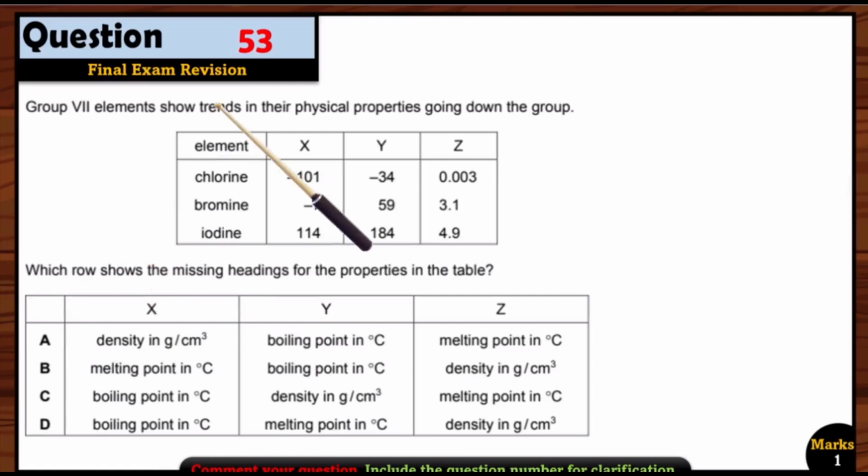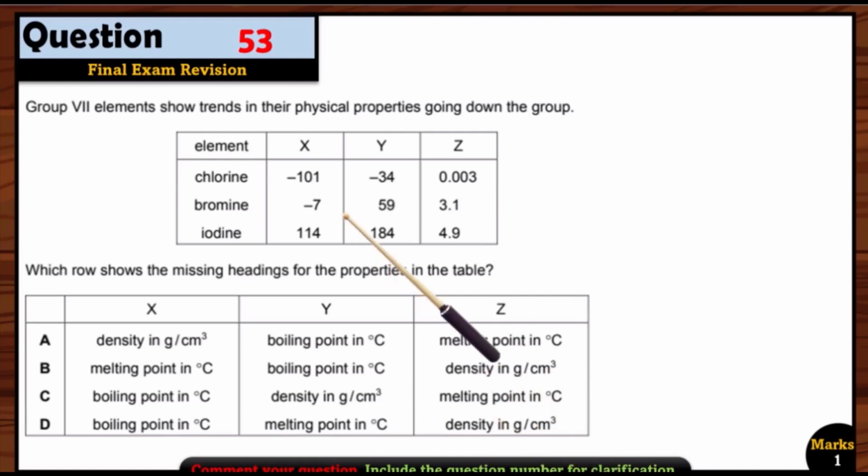Question 53. Group 7 elements show trends in their physical properties going down the group. So these are the trends of group 7 elements. Which row shows the missing headings for the properties in the table? So which one of them is density, boiling point, or melting point? So in points, we have this one, right? So we always have density. So that's why Z will be the density one. So where we can find the Z, that's why option B or D can be right.